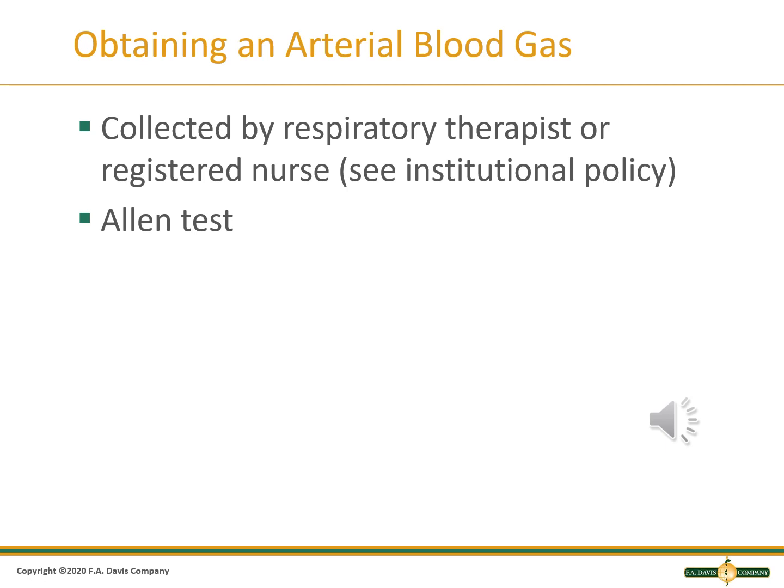Before a radial puncture is performed, an Allen test should be conducted. This test is conducted to ensure adequate collateral circulation in the event there is hemorrhage or thrombosis of the radial artery that is punctured.